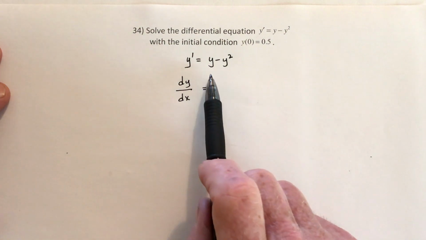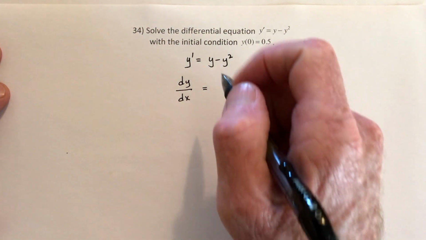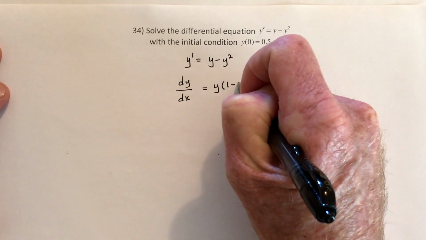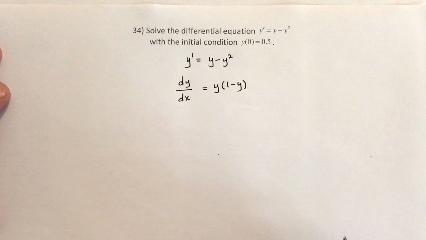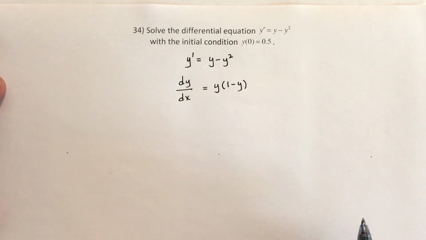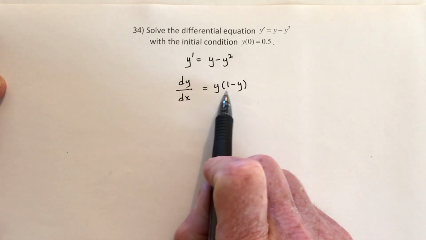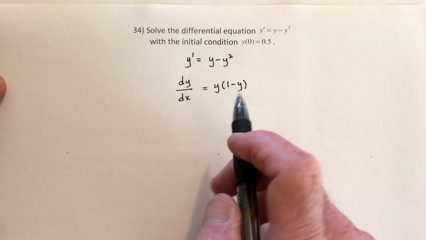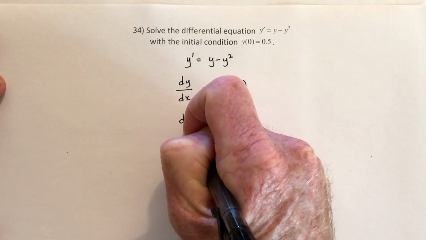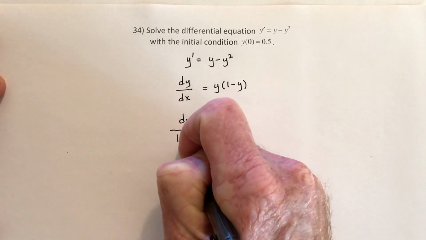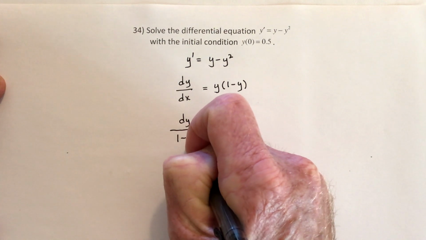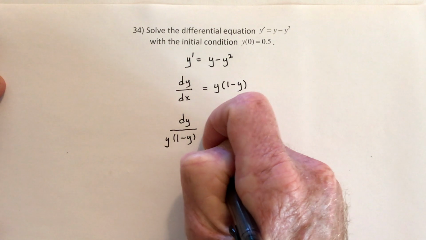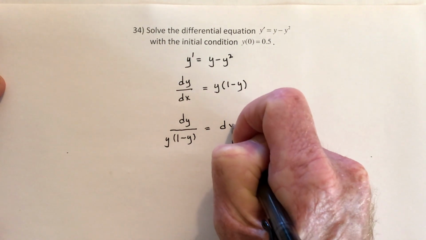And I can see in the future I'm going to need to factor this, so I'm going to go ahead and factor it right now. I could factor out a y, and it leaves 1 minus y. And then divide both sides by this y times 1 minus y, and also multiply both sides by dx. So all of the y information is going to be on the left side, and on the right side is just going to be dx.